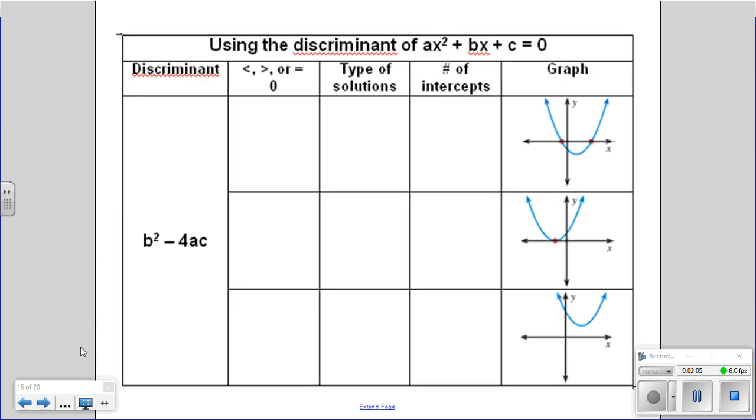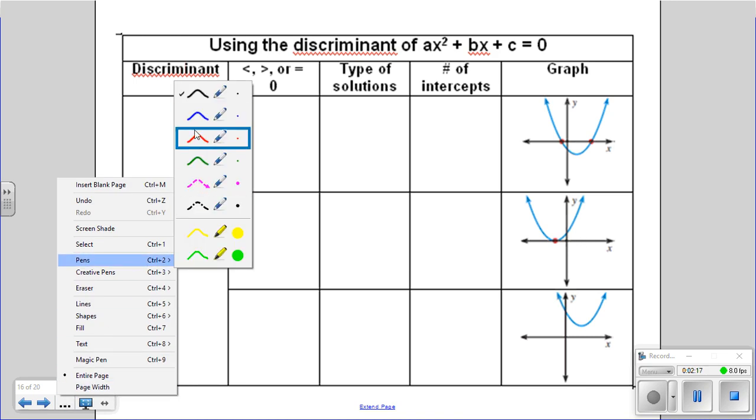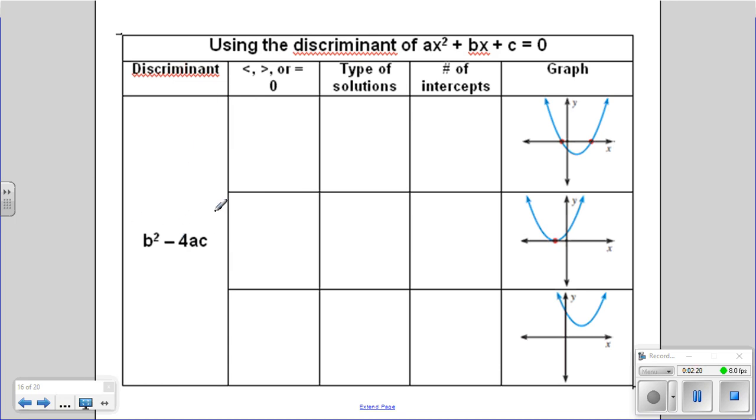With that being said, the discriminant is a very powerful little being because it not only is part of the quadratic formula, but it tells us how many solutions we can expect. So when the discriminant is greater than 0, it will have two real solutions, which means it'll have two x-intercepts. And as you can see from the graph, the parabola would cross the x-axis twice.